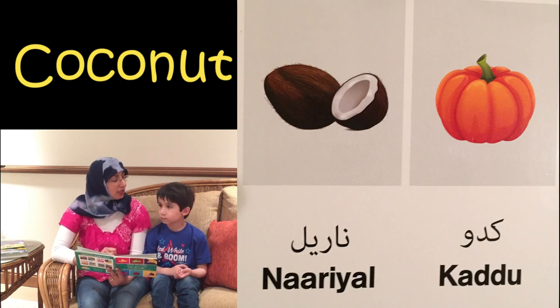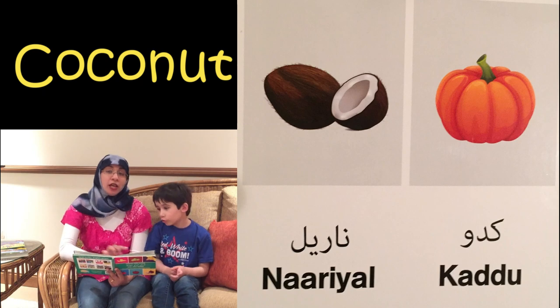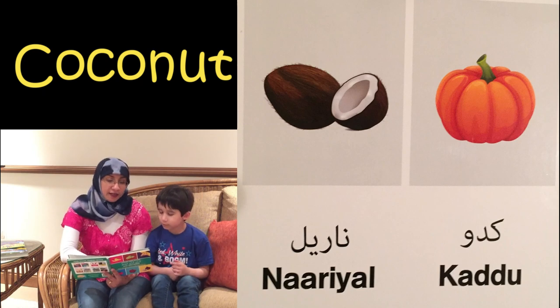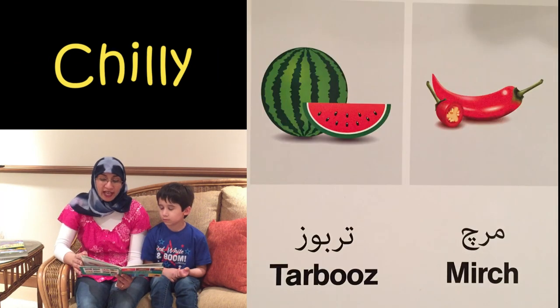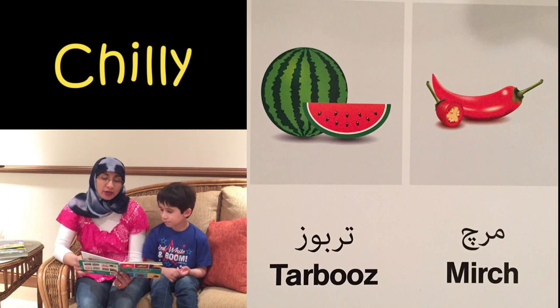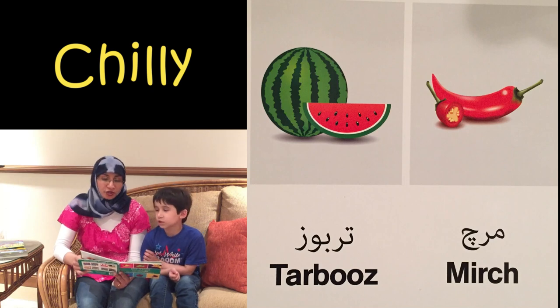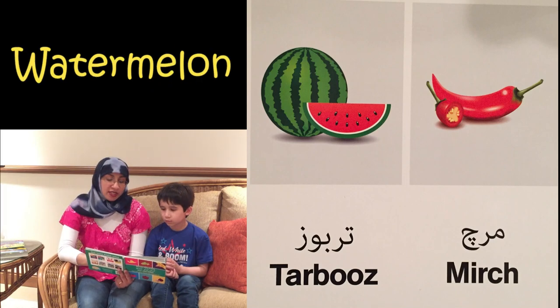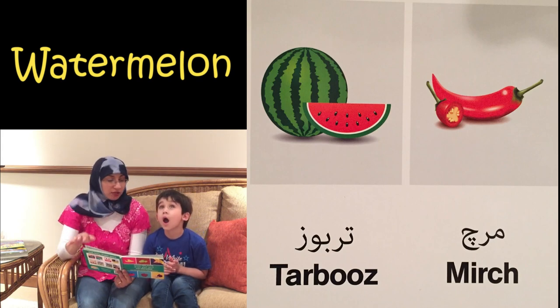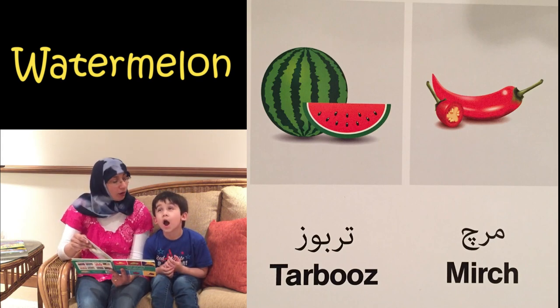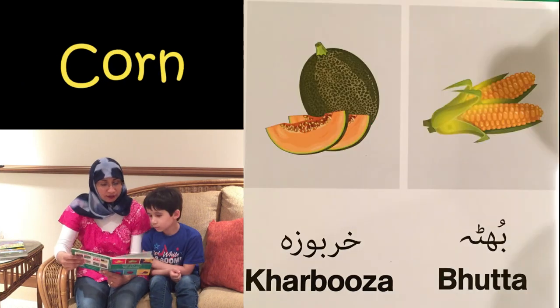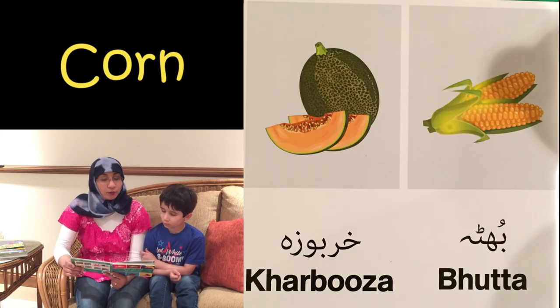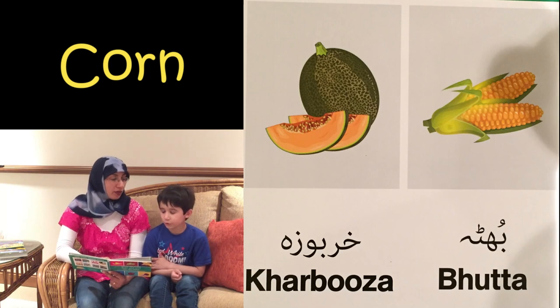Next word is nariyal. Do you know what nariyal is in English? Coconut. Good job. And then we have mirch. Mirch is chili pepper. Next one is tarbooz. Tarbooz is watermelon. Next one is bhutta. Bhutta is? Corn. Say bhutta.